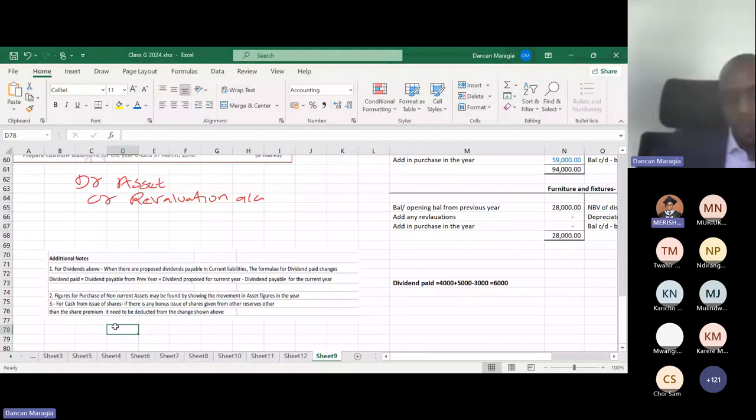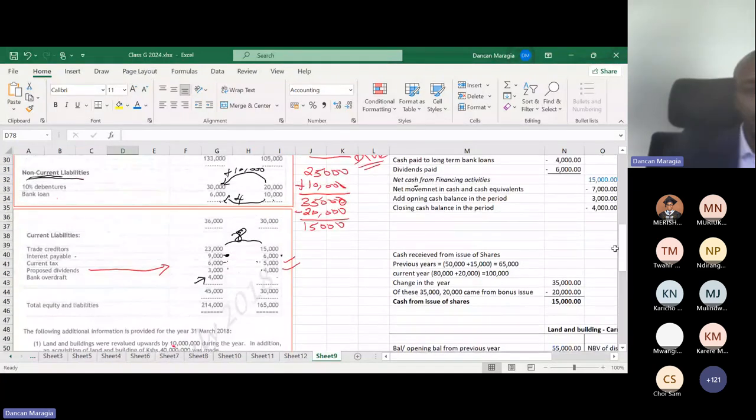Correct, plus retained earnings from the previous year, then minus retained earnings in the current year. However, I gave additional notes about dividends: when there are proposed dividends payable in current liabilities, like in this question, we have proposed dividends payable, correct? So Mwalimu, these dividends payable, are they a provision or were they actually paid? That's what confused me also.